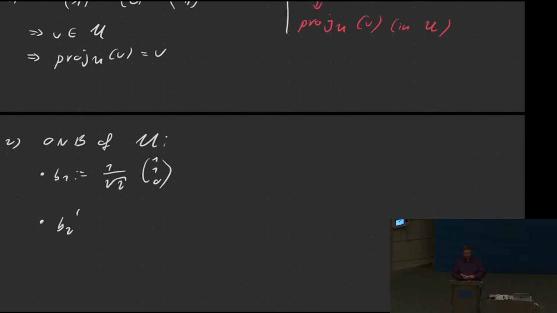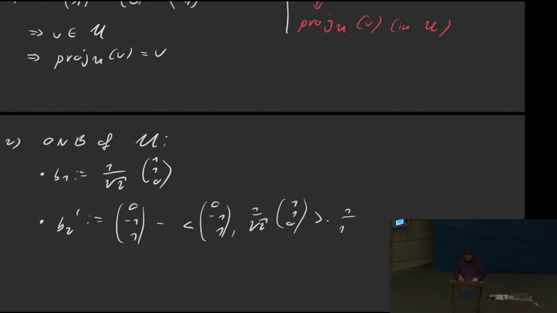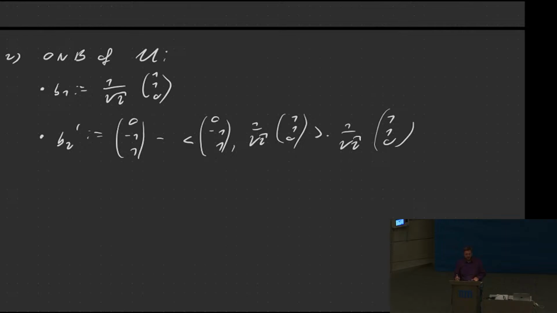Then for the second part, one of these Gram-Schmidt steps looks like this. We take the second vector, (0, -1, 1), and we subtract its projection onto the space spanned by B1, so that we get the orthogonal part back. So what we want is to take the scalar product of this vector with our B1, times B1, and subtract that from the original vector.